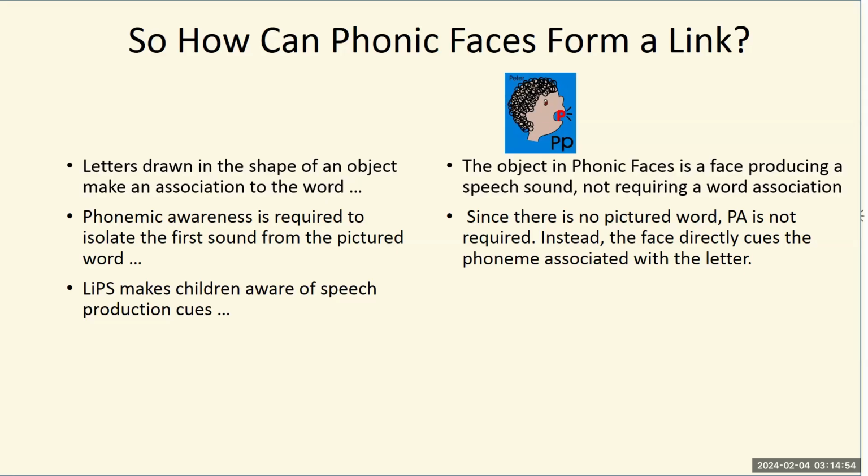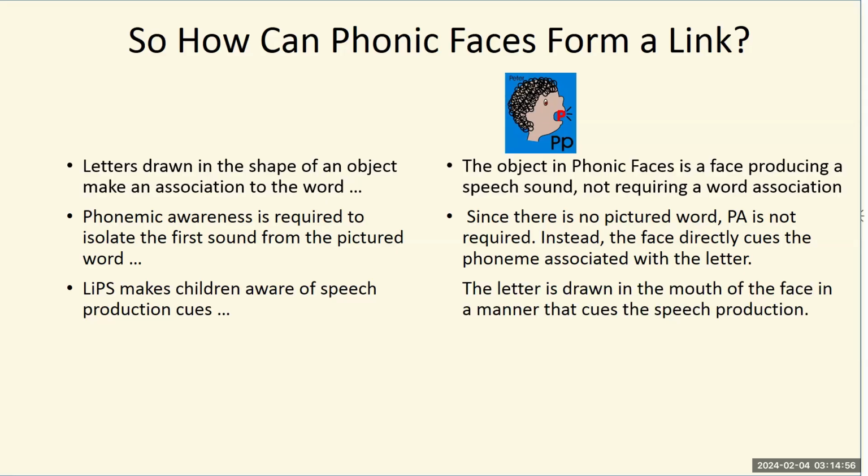LIPS makes children aware of speech production cues, and so does phonic faces. The letter is drawn in the mouth of the face in a manner that cues the speech production, perhaps more directly than the LIPS pictures. Shapes formed to make letters are successful in eliciting sounds. So if the shape of the letter looks like an S, then it's successful in eliciting the hissing snake sound.